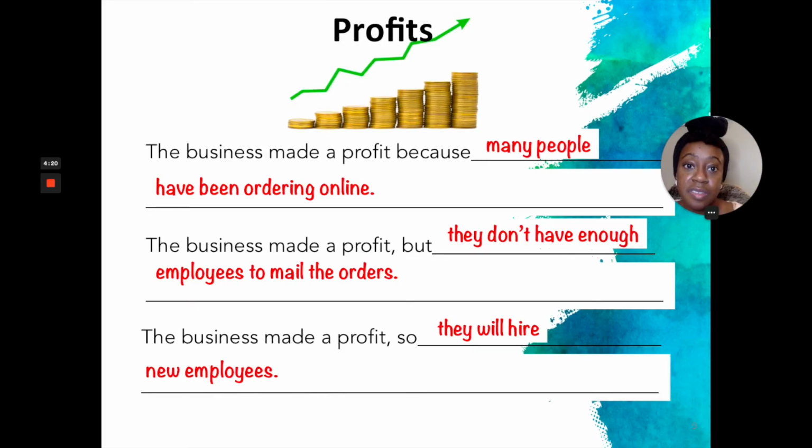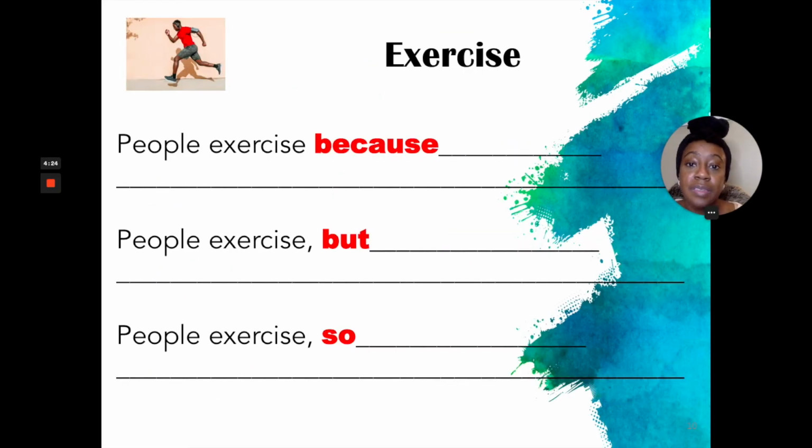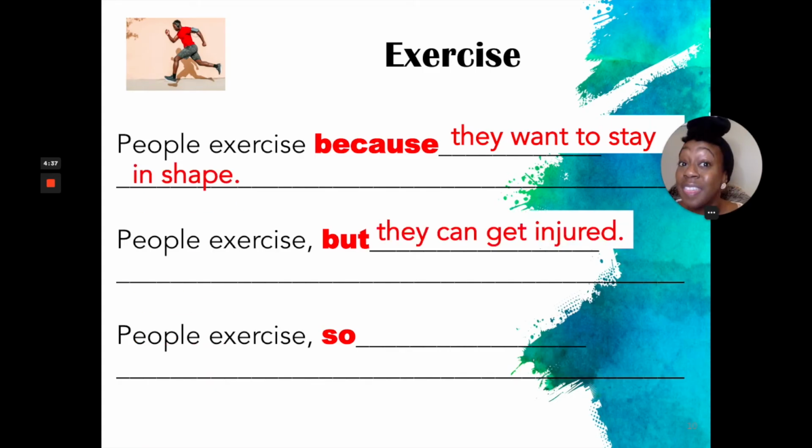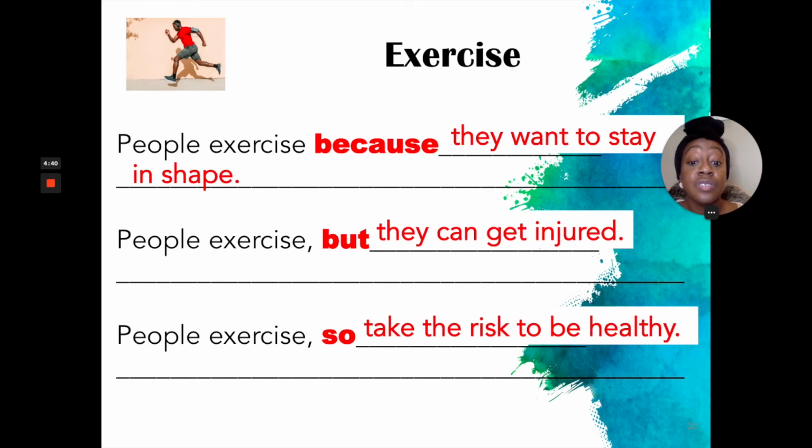Let's look at another example. People exercise because, people exercise, but, people exercise, so. People exercise because they want to stay in shape. People exercise, but they can get injured. People exercise, so they take the risk to be healthy.